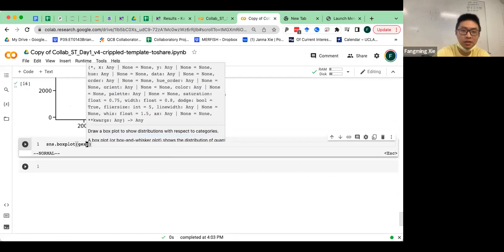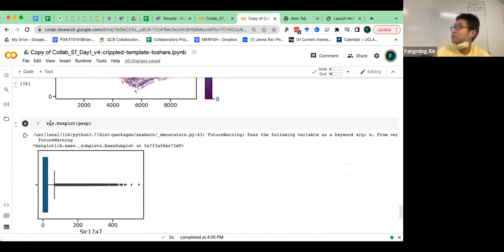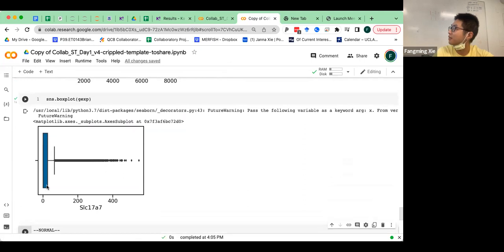This is how you make a simple box plot, and you use another package called seaborn, SNS. Okay, now you see every individual value of the expression level of this gene.